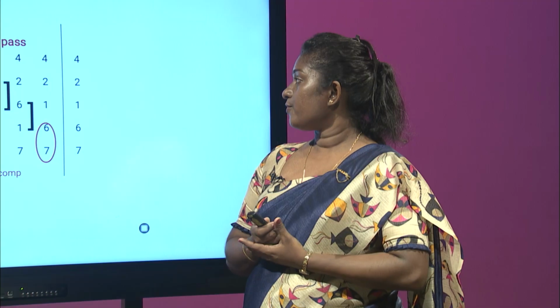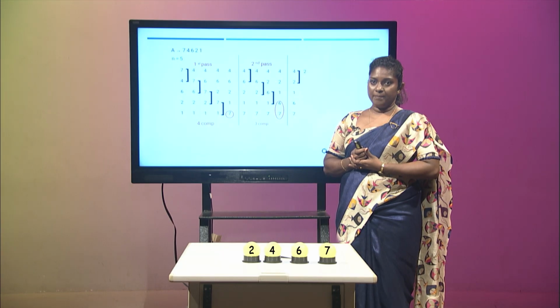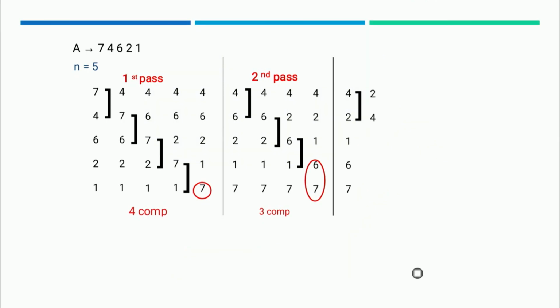Okay, let's verify your answer. We start with this list: 4, 2, 1, 6 and 7. Now you are comparing the first two values, 4 with 2. 4 is greater than 2, so you are swapping those two values. 2 goes up, 4 goes down.